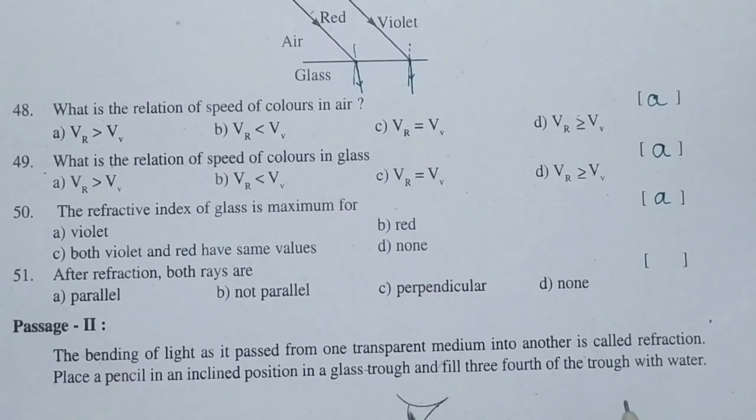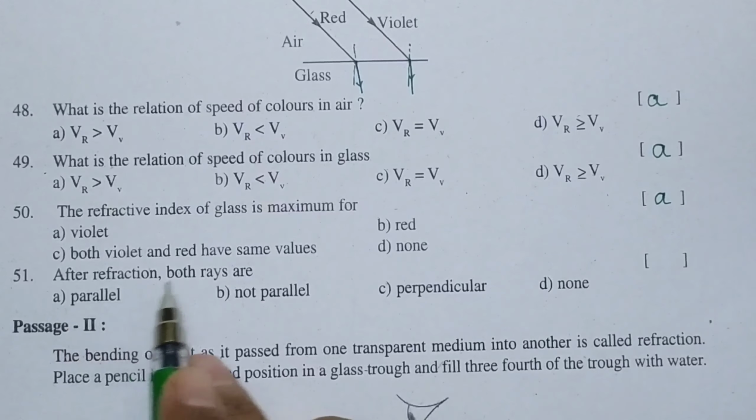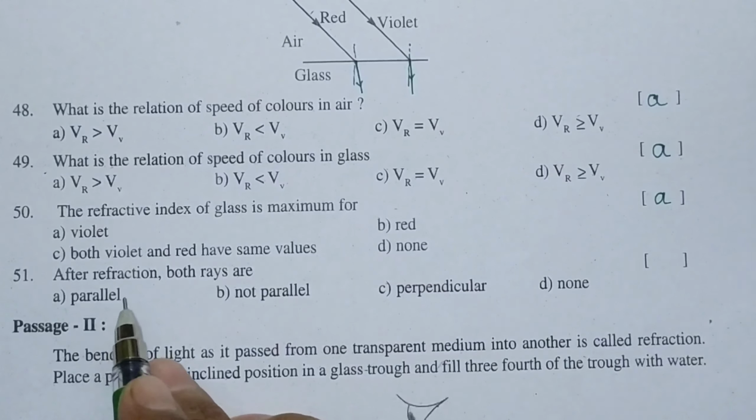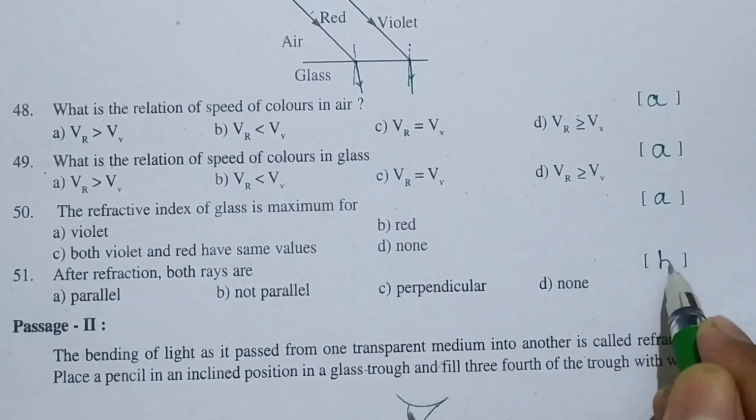Now we see question number 51. After refraction, are both the rays parallel, perpendicular, or none? It depends on the nature of the glass. Actually, both the rays will emerge with different speeds, so we cannot expect that they are parallel. So for this question, they are not parallel.